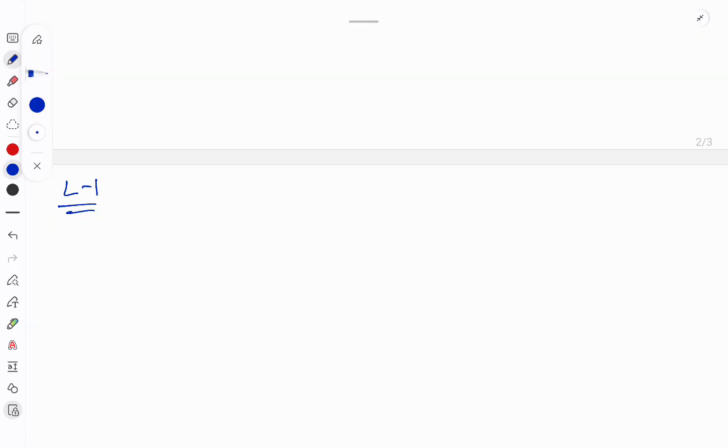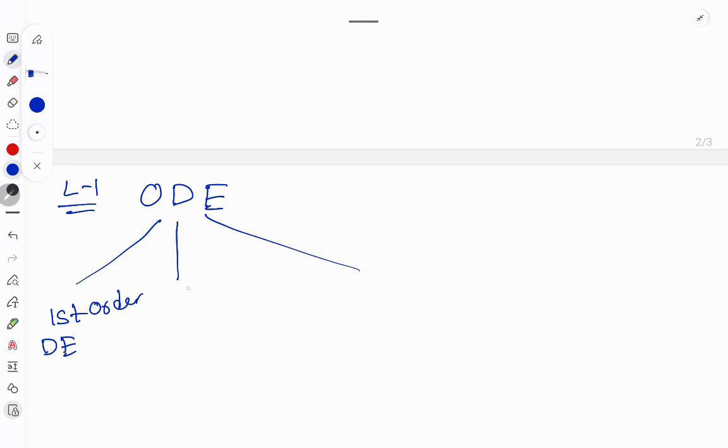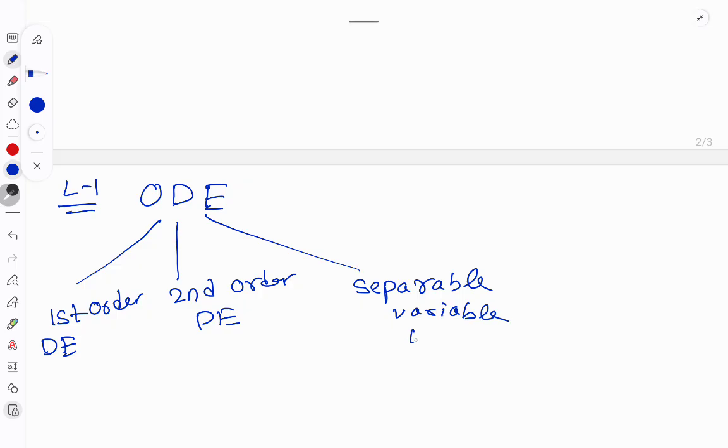Okay, so in ordinary differential equations, there are three varieties of problem that you're going to see. First is the first order differential equation. Second is the second order differential equation. Third is the separable variable differential equation. You have already seen this question in your second call, so most probably you will see this one in the third call.